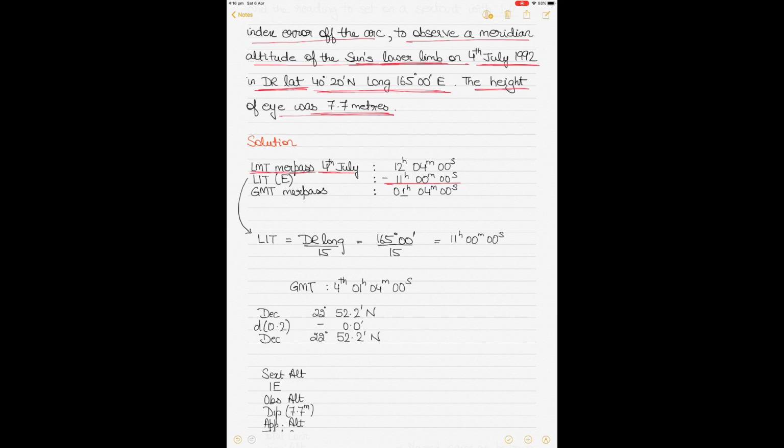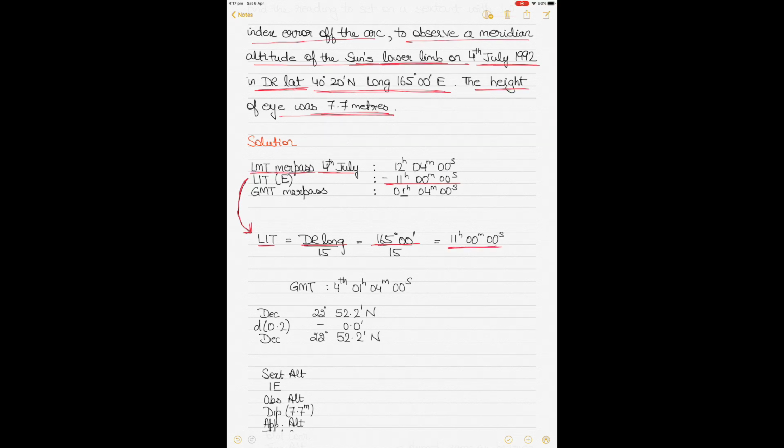The almanac gives you values for the GMT time. So we apply a correction called the LIT. The LIT is also known as longitude in time, and the LIT correction can be calculated by dividing the DR long by 15. So the DR longitude is given to you as 165 degrees. Just divide by 15, and you will get exactly 11 hours, 0 minutes and 0 seconds.